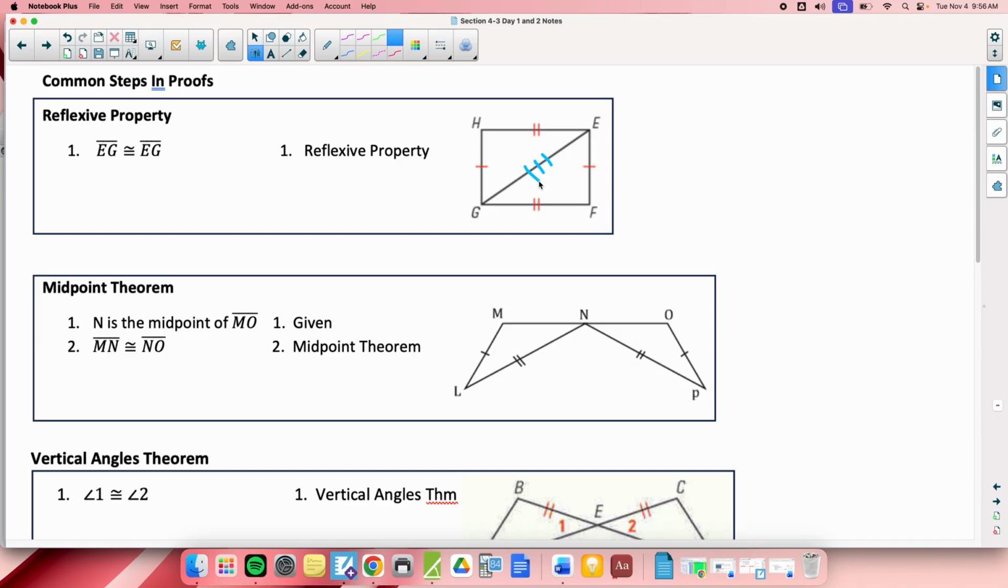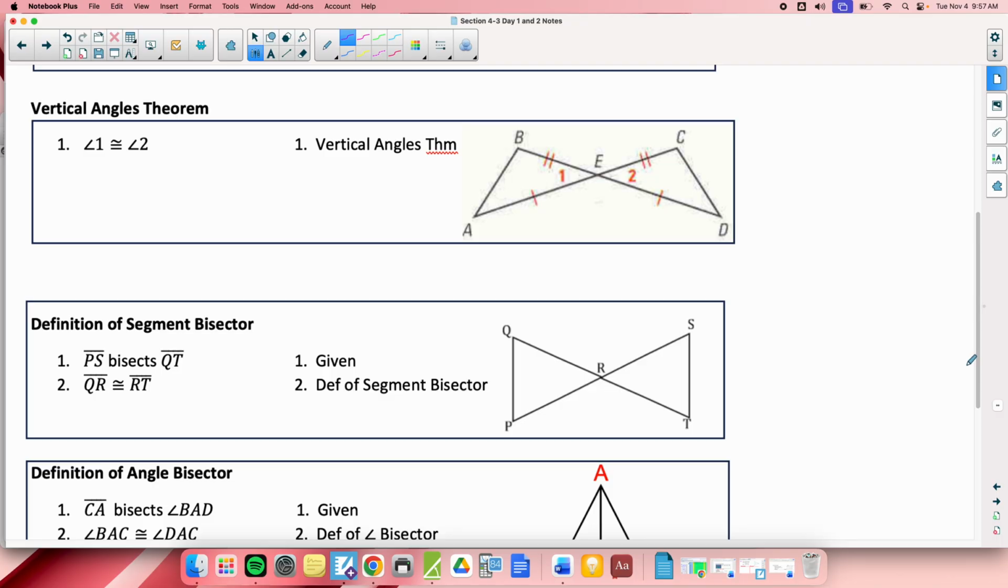There's also a midpoint theorem, and that is anytime you're given that something is the midpoint, you're gonna mark that on the diagram. So if N is the midpoint of MO, that means these 2 sides are congruent, and what we write down is midpoint theorem. You only use midpoint theorem when you're given a midpoint.